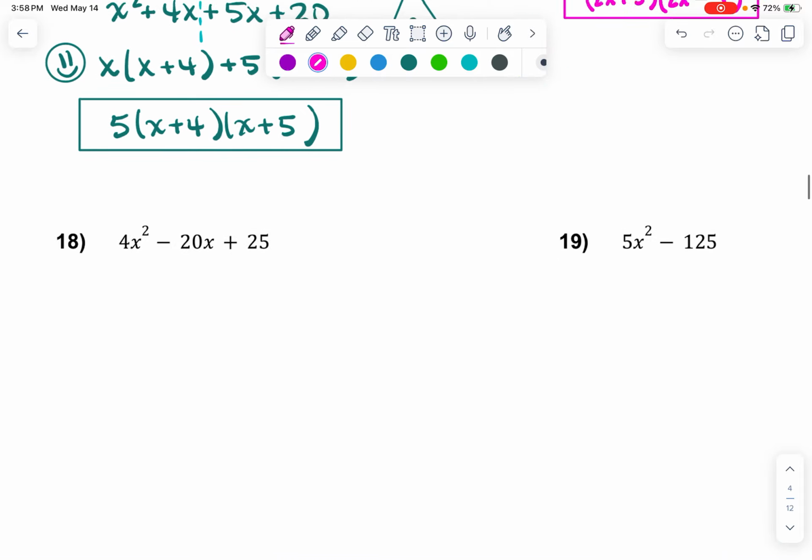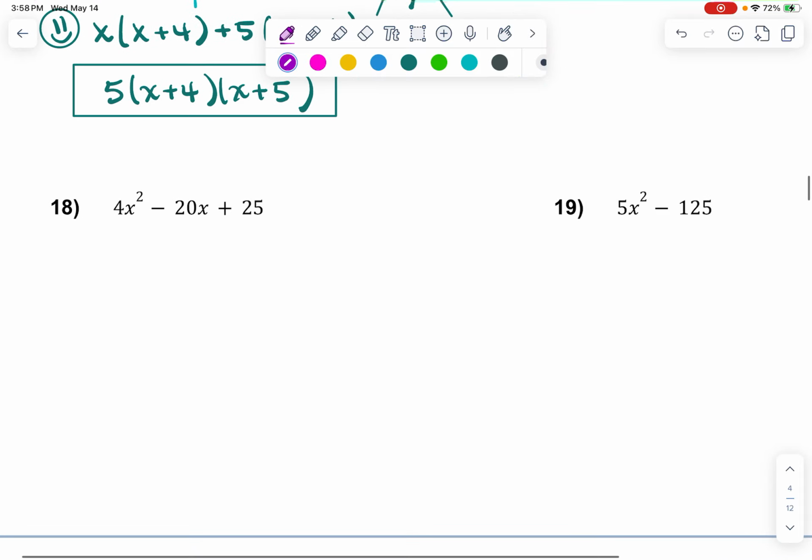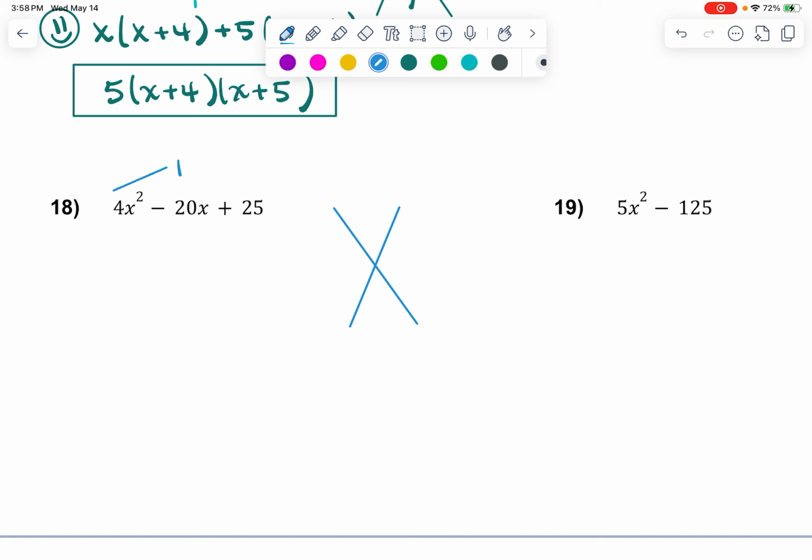All right, number 18, I don't see a GCF. They don't all have something in common, so I'm just going to hop right to my number puzzle. If I multiply my A times C, that's going to give me positive 100. So I'm looking for two numbers that multiply to give me positive 100, but add to give me negative 20. Well, that is going to be negative 10 and negative 10. And again, you can use your calculator for that. So this is going to give us 4x squared minus 10x minus 10x plus 25.